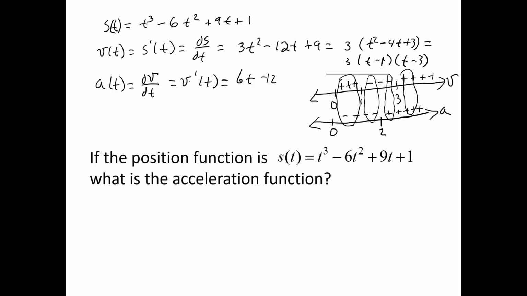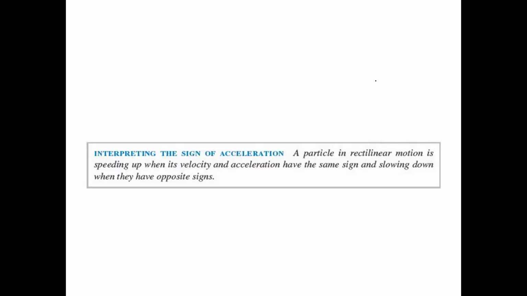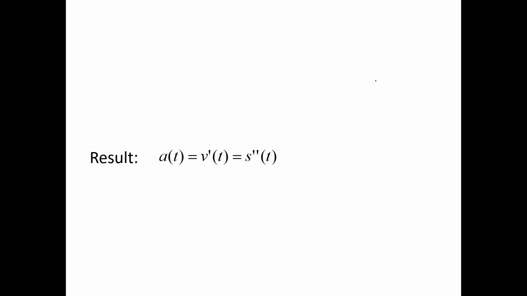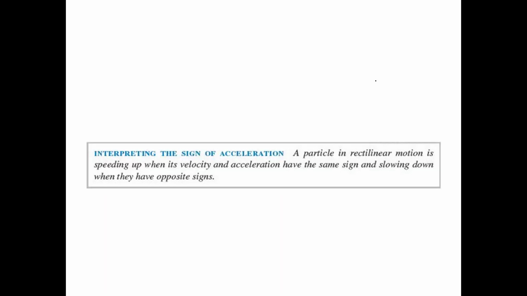Or if you are positive and decreasing, you are slowing down. That one's intuitive. But if you are negative and decreasing, then you are speeding up. And so that brings us to this very important result here. A particle in rectilinear motion is speeding up when its velocity and acceleration have the same sign, and slowing down when they have opposite signs.